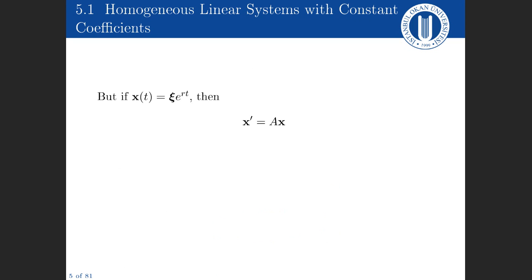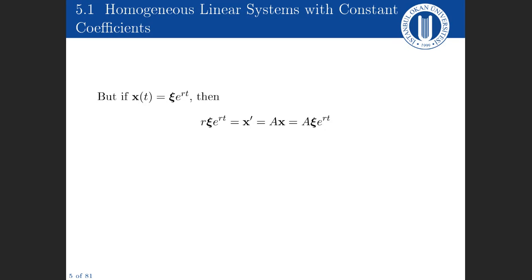But what do we get if we start with the solution of vector xi, this is the Greek letter xi, multiplied by e to the power rt? If we put this in the equation, then on the left side, we differentiate e to the power rt to get r e to the power rt. And on the right side, we're going to get capital A xi e to the power rt.